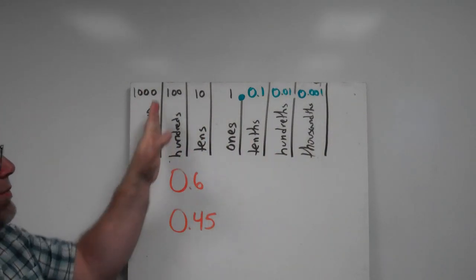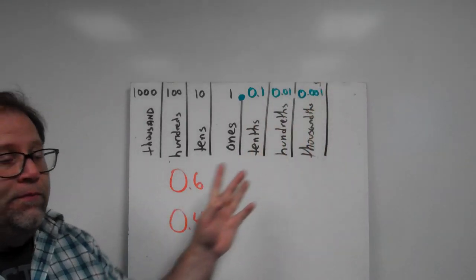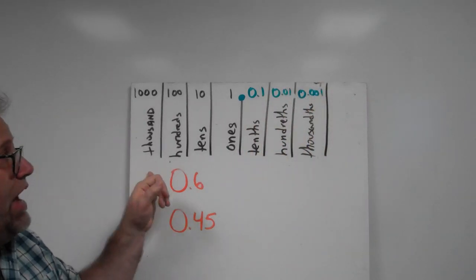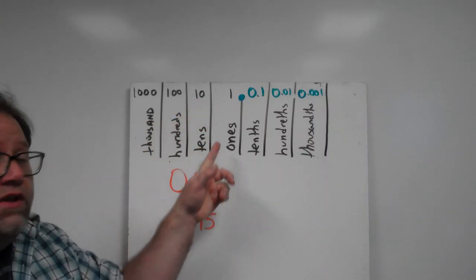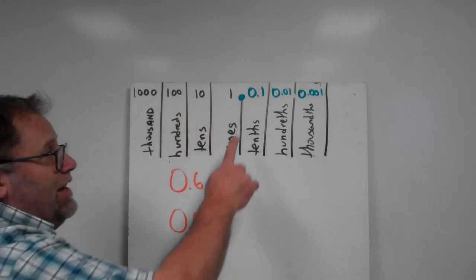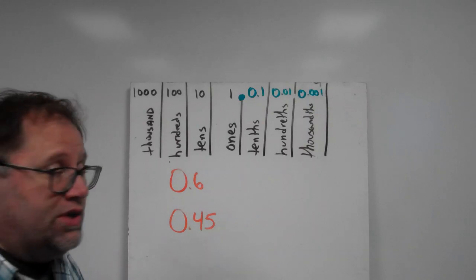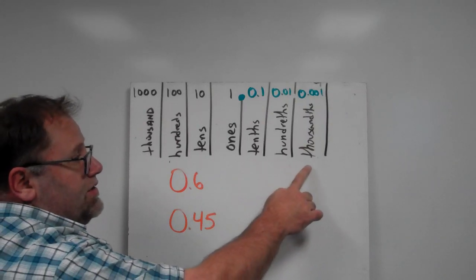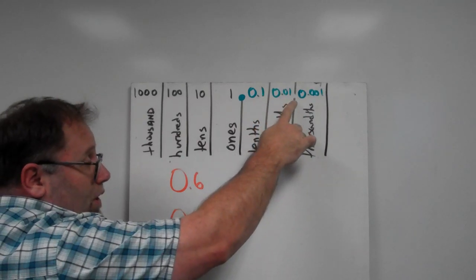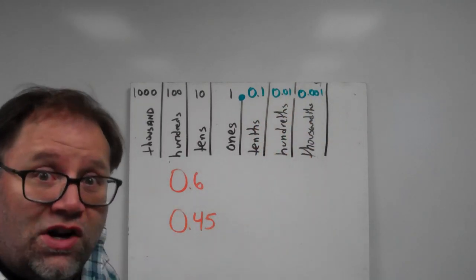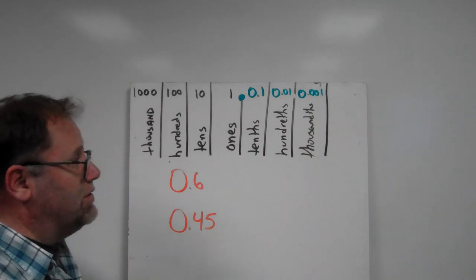I need you to get this on your paper now. Just a simple grid here. I've got place values of thousands, hundreds, tens, ones, and then that decimal point matters. Make sure the decimal point is there. Then tenths, hundredths, thousandths: 0.1, 0.01, and 0.001.